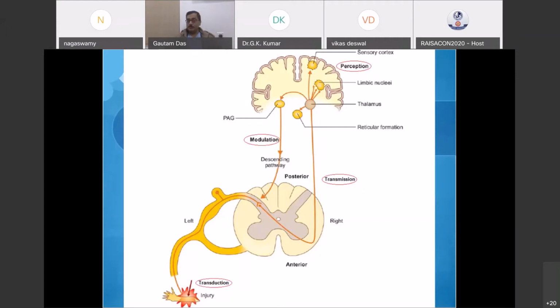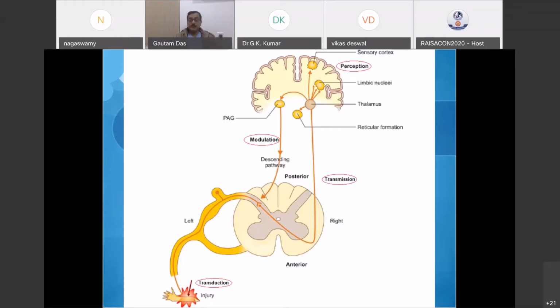Number 1 heading was descending inhibitory pathway, which I've discussed in detail. Second heading was gate control theory. Now, two other important areas. One is called segmental inhibition. What is it? If you are recapitulating our first year physiology class, can you remember that there are two types of neurotransmitters? One is excitatory, another is inhibitory.